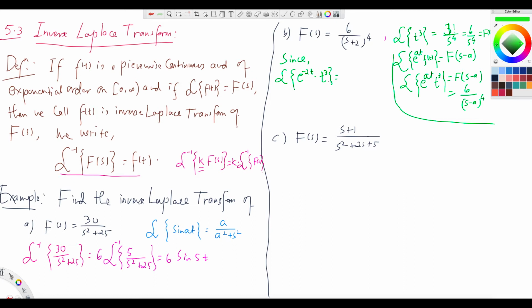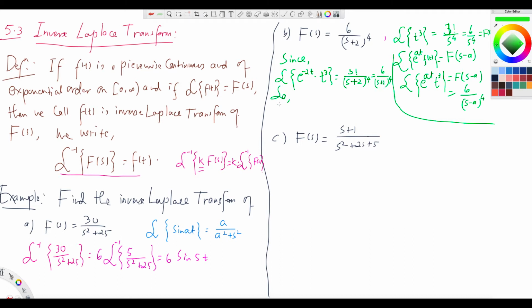So 3 factorial over s to the 4th, and then s should be replaced by s plus a, sorry, s minus a. That will give you 3 factorial over s plus 2 to the 4th, right? That is 6 over s plus 2 to the 4th.